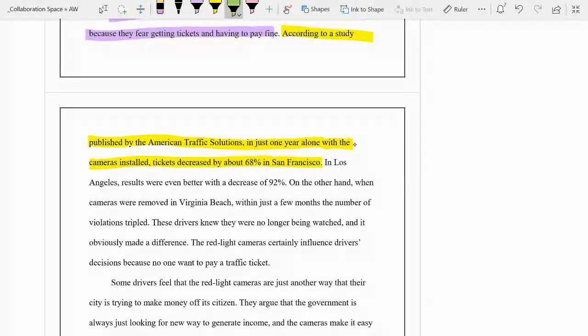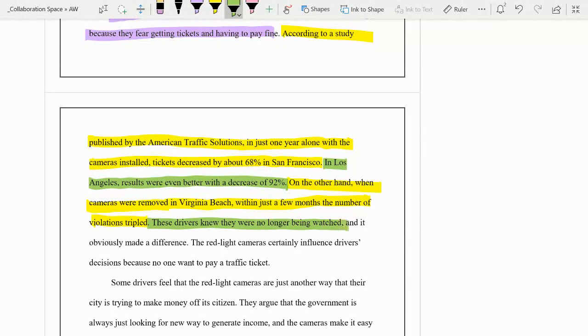Now I have an additional detail to go with it. In Los Angeles, results were even better with a decrease of 92%. Wow, look at this. "On the other hand," what a great transitional phrase there. On the other hand, when cameras were removed, so this first piece of evidence talks about where they were installed. This says when cameras were removed, in Virginia Beach, within just a few months, the number of violations tripled. So it went back up when they were removed. So, an additional piece of evidence or explanation: these drivers knew they were no longer being watched, and it obviously made a difference.